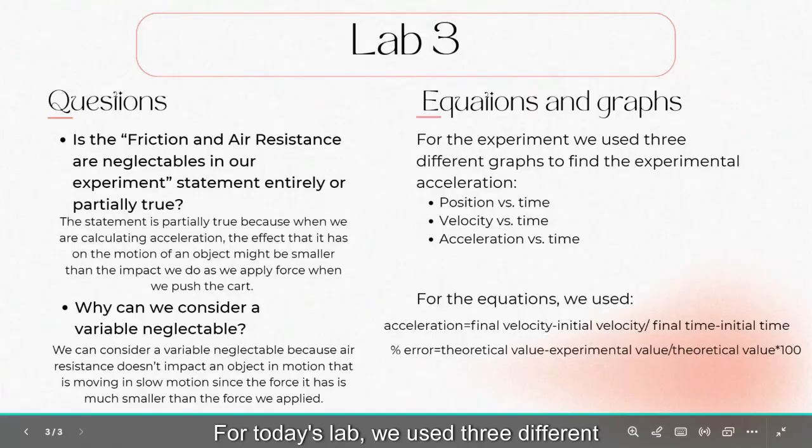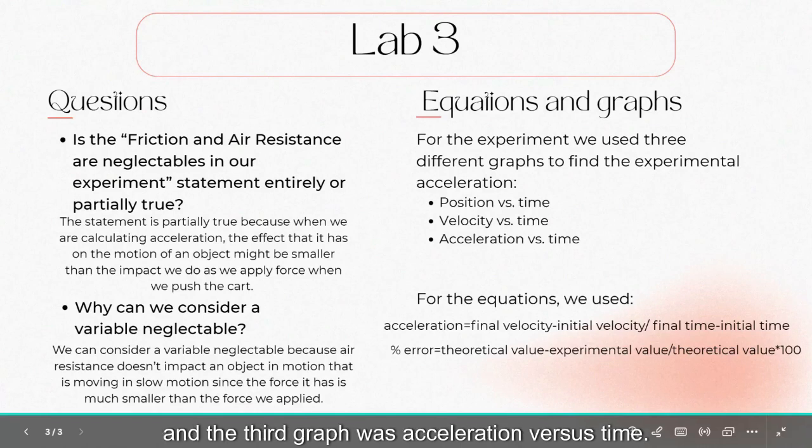For today's lab, we used 3 different graphs in order to find the experimental acceleration. The first graph was position versus time, the second graph was velocity versus time, and the third graph was acceleration versus time. We also used 2 different equations for today's lab. The first equation was acceleration equals final velocity minus initial velocity over final time minus initial time. The second equation is percent error equals theoretical value minus experimental value over theoretical value times 100.